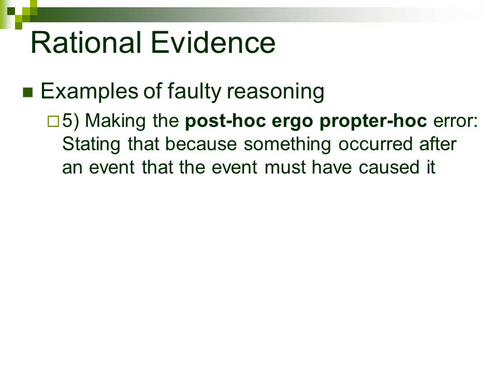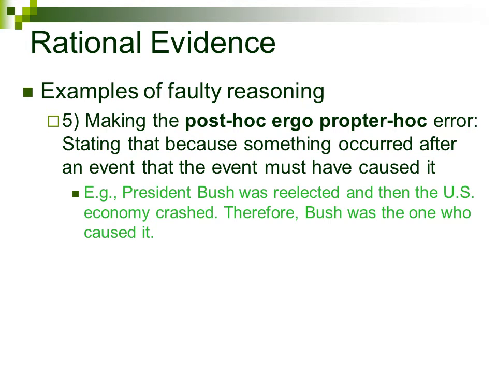Fifth example is making the post hoc ergo propter hoc error, which is stating that because something occurred after an event, that the event must have caused it. Post hoc ergo propter hoc means after this, therefore because of this. You see this faulty reasoning in politics a lot. Someone gets elected and something happens, therefore the event must have been caused by the person that got elected. So for example, President Bush was reelected and then the US economy crashed. Therefore, Bush was the one who caused it.